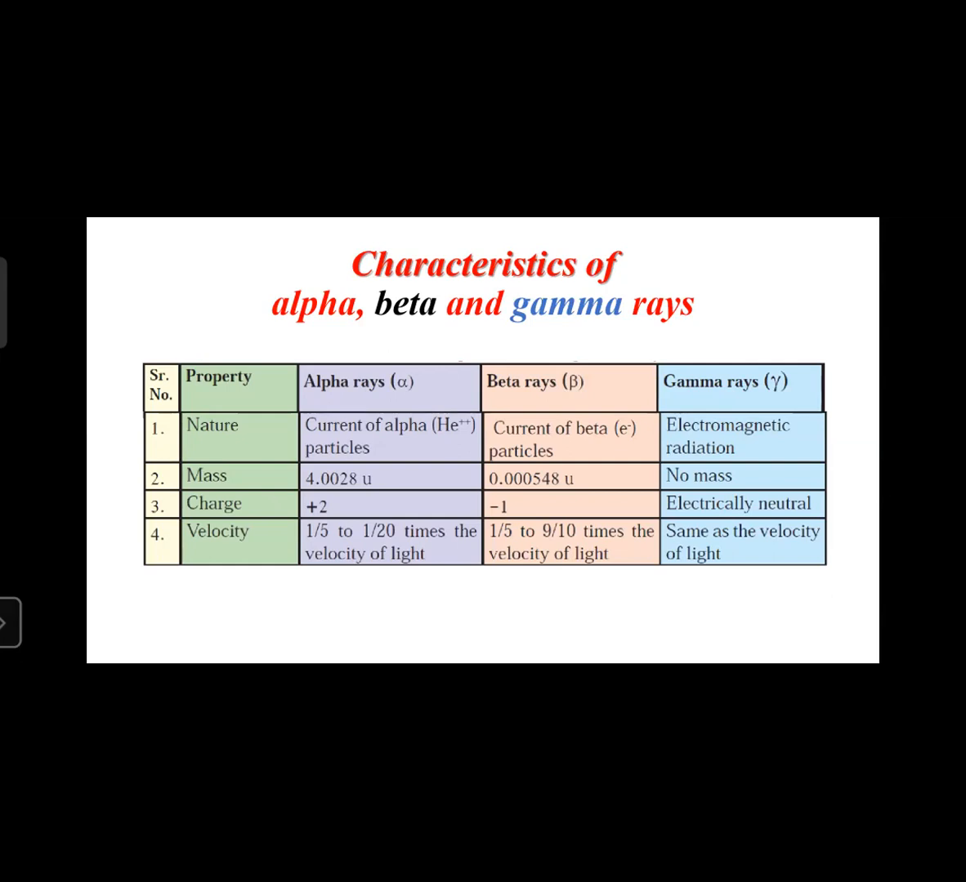The velocity of alpha rays is 1/5 to 1/20 times the velocity of light. Beta rays have velocity 1/5 to 9/10 times the velocity of light, and gamma rays are the fastest rays, the same as the velocity of light.